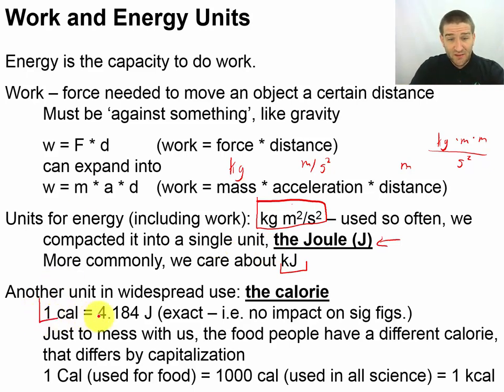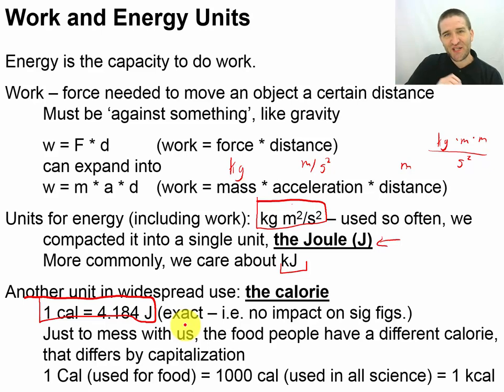Now, the calorie equals exactly 4.184 joules. And it's exact, so there's no impact on your significant figures when you do that conversion factor. So you can think of both these as having infinite sig figs. 1.000000 equals 4.184000000.